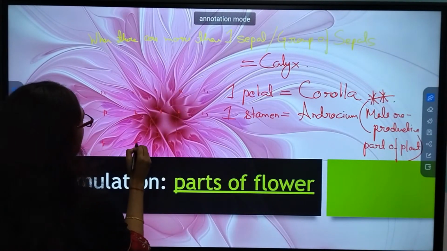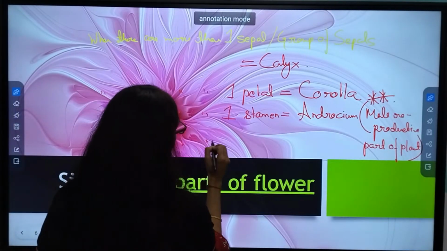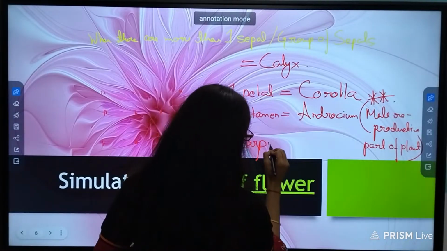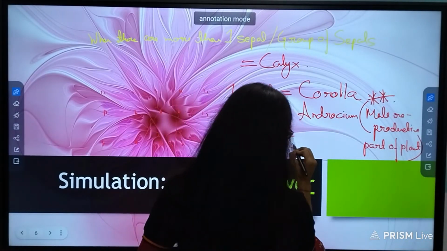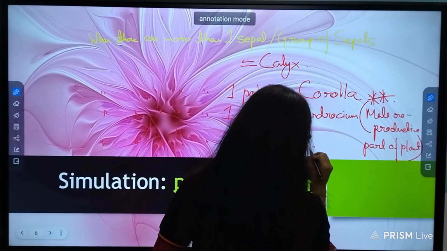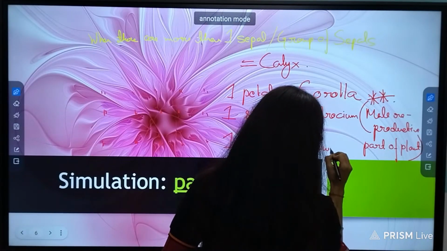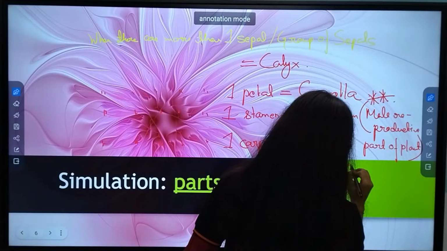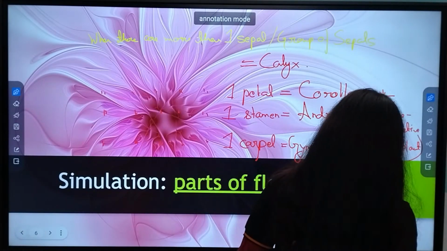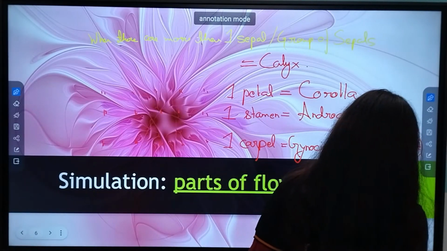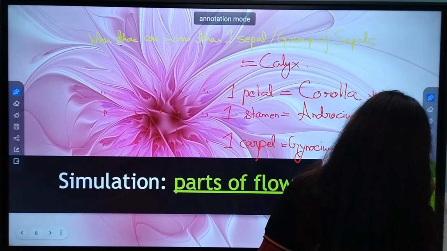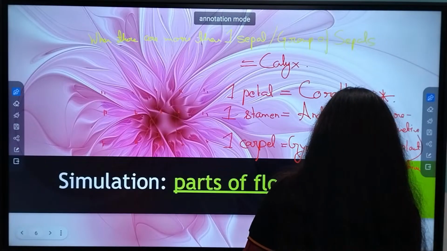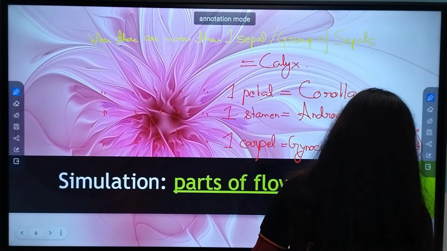And when there is more than one carpel, it is known as gynoecium. It is the female reproductive part of a plant.